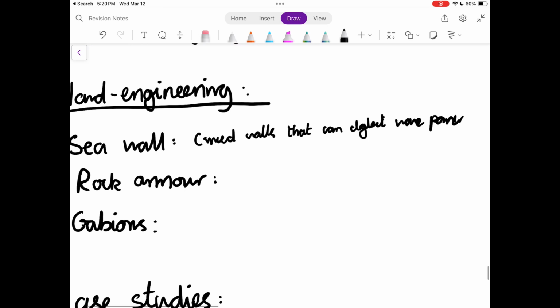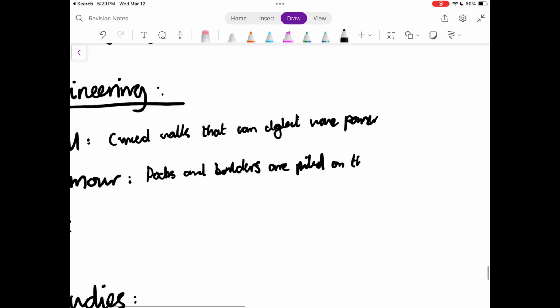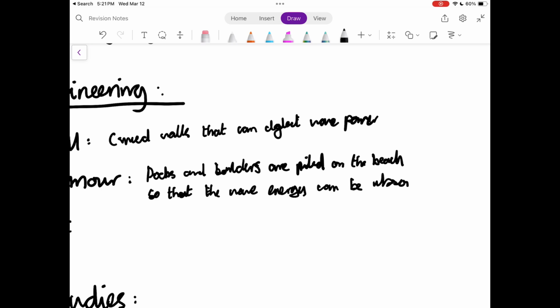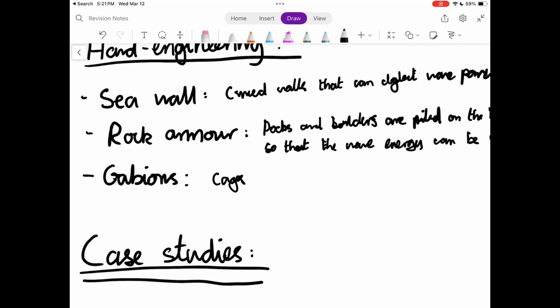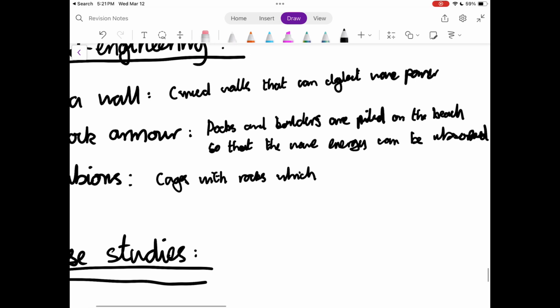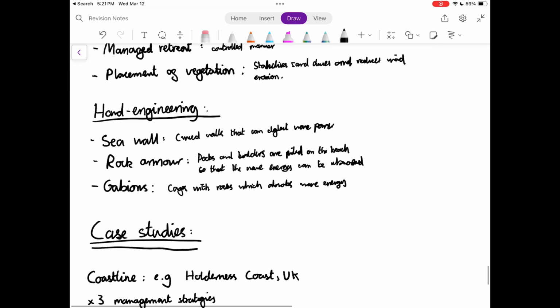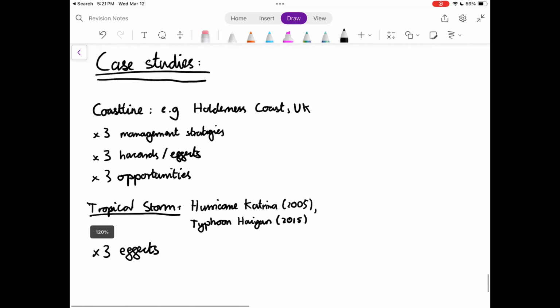The next is rock armor. So this is when rocks and boulders are piled on the beach so that the wave energy can be absorbed. And finally, gabions, they are cages with rocks, which also helps to absorb wave energy. And therefore, all these methods decrease coastal erosion.